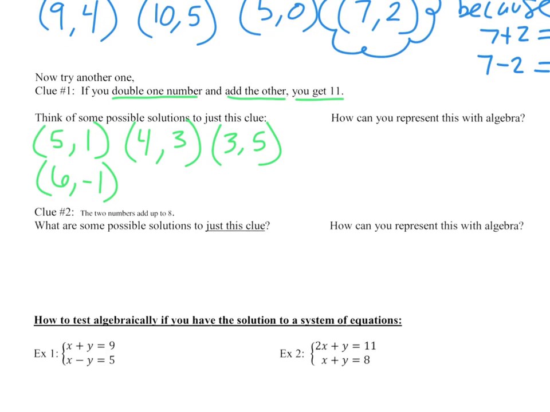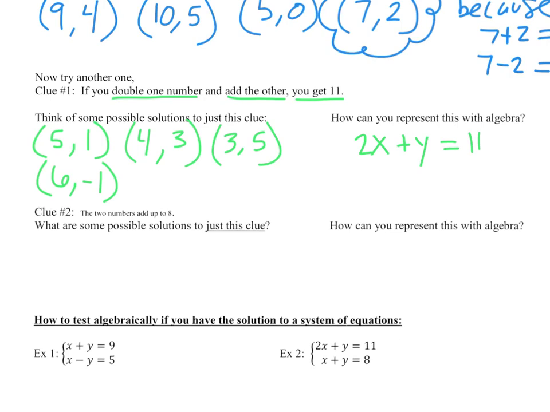And the next question is, how can you represent this algebraically? Well, notice we're doubling the first number, and the first number is in our x position. So we can say 2 times x is a doubling of a number, and then adding the other. So adding the other number was the y value. If I add 2x plus y, I get, or equals, 11. So that is the equation that represents that clue.